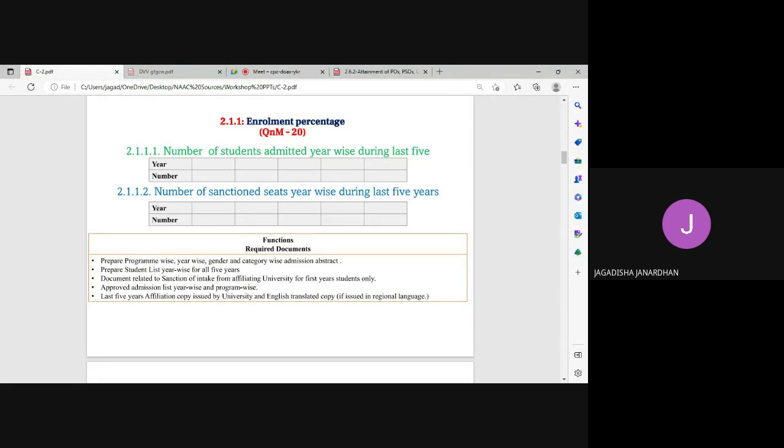So if you mention the summary report on the first page itself, then the DVV queries will be reduced. If you provide the affiliation letter only in the regional language, then DVV queries will be increased on this. So they will be stating.